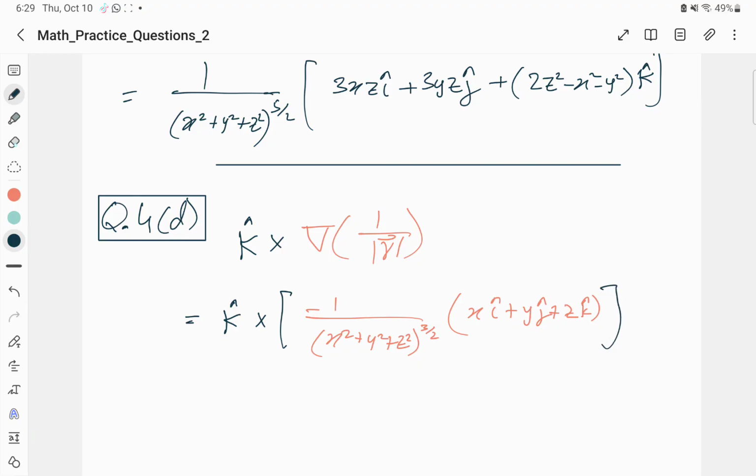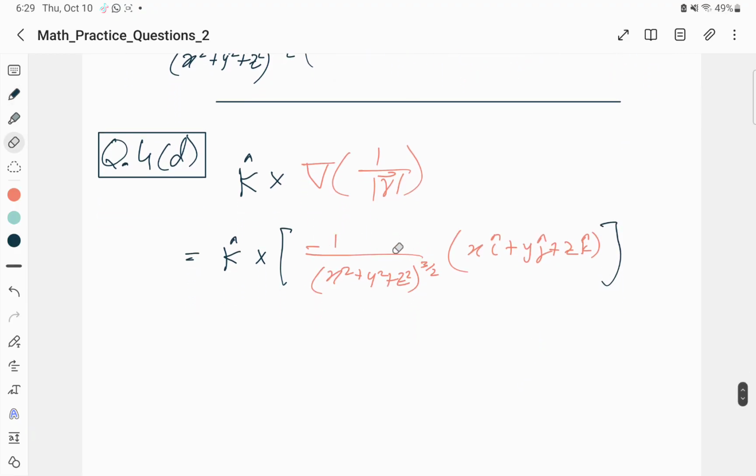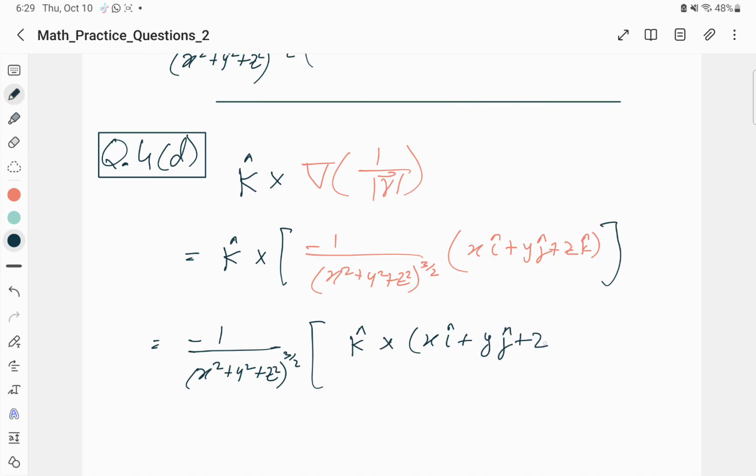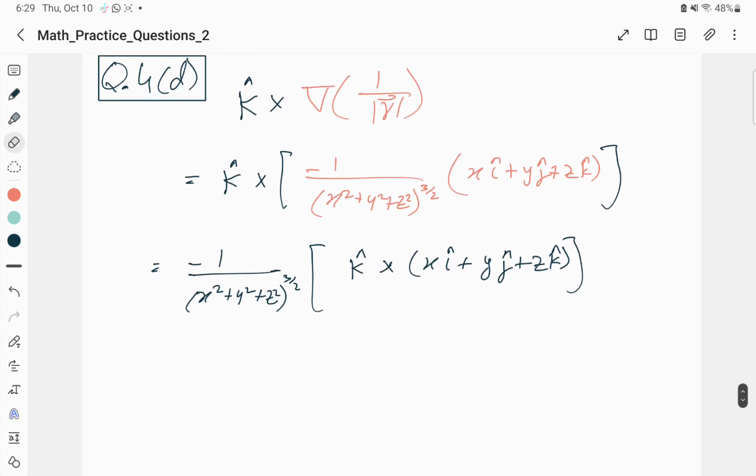So because we are taking the cross product of two vectors, and this number is just a scalar, that can be taken outside the cross product, so it will be negative 1 over x square plus y square plus z square to power 3 by 2, and we have to take the cross product of this k cross xi plus yj plus zk. So let's take the cross product of the factors. It will be negative 1 over x square plus y square plus z square.